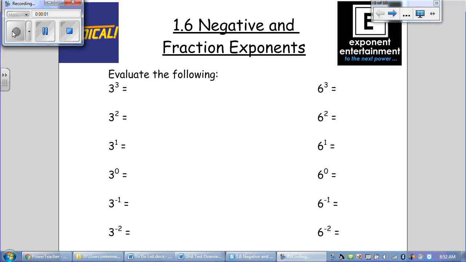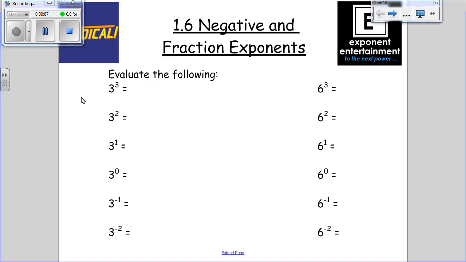Components that are also fractions. Up until this point, we've been dealing with exponents, but it was always a positive exponent, like 3 to the power of 3, or 3 to the power of 2, or 3 to the power of 1. All things that we know. So what we're going to do is evaluate these things just to see what they look like. Evaluate means put in your calculator. If you see that word, it means change that into an actual number. Figure out what the decimal is.